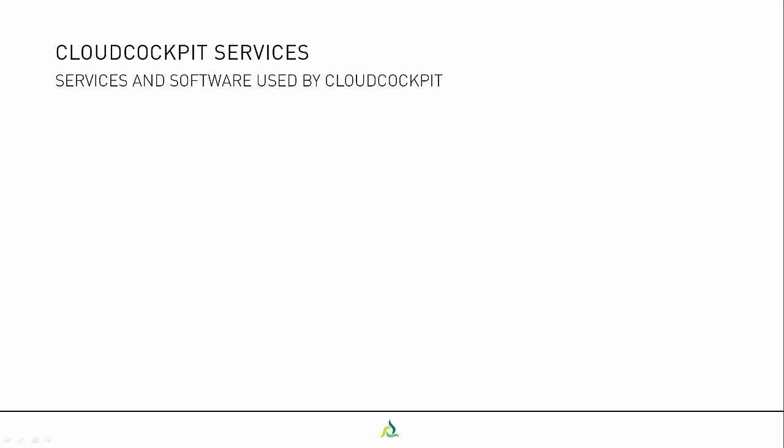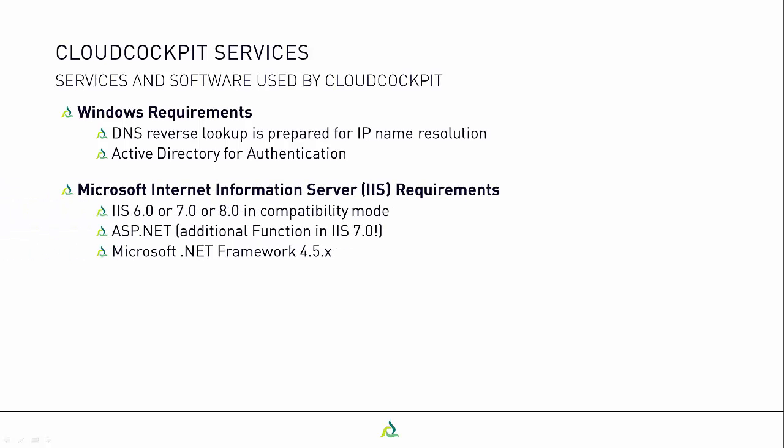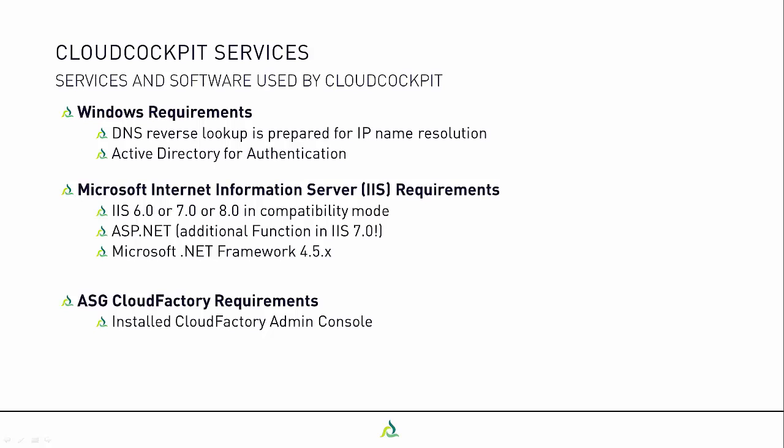Services and software used by CloudCockpit. Windows requirements: Cloud Factory relies on DNS with reverse lookup for IP name resolution, and Active Directory for user management and authentication. CloudCockpit relies on Microsoft Internet Information Server, version 6.0, 7.0, or 8.0, and compatibility modes are supported. Please note that ASP.NET has to be active and fully functional. Verify that Microsoft .NET 4.5 is installed and ready to use. The Cloud Factory Admin Console needs to be installed and ready to use.